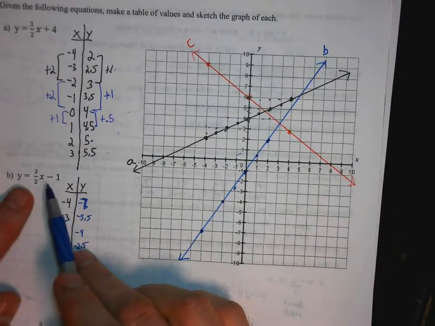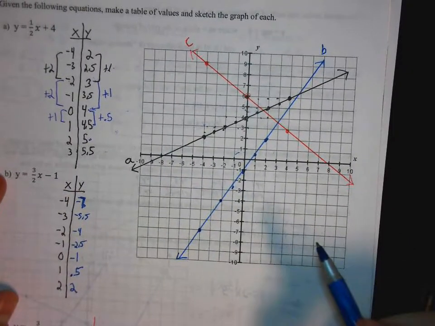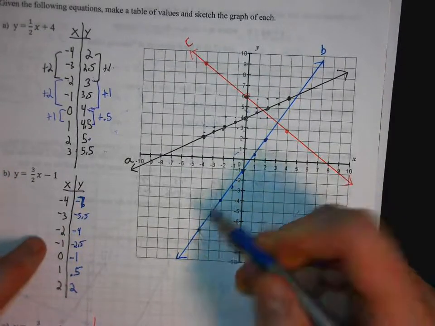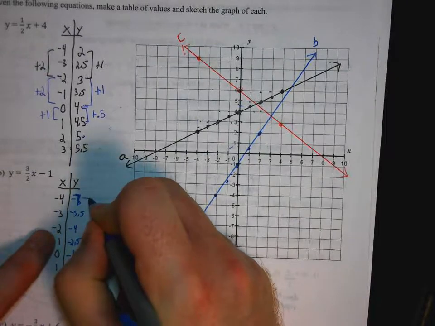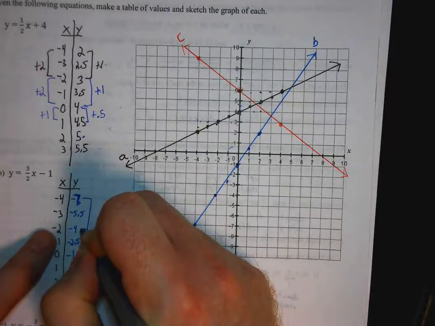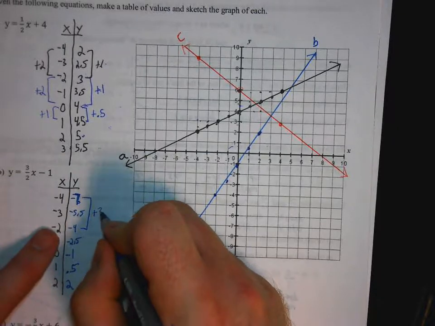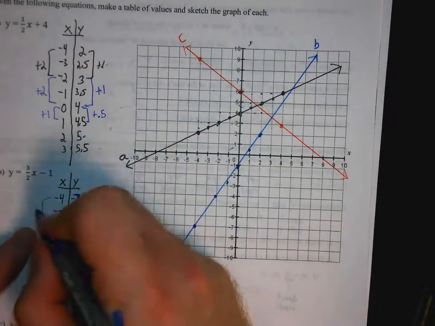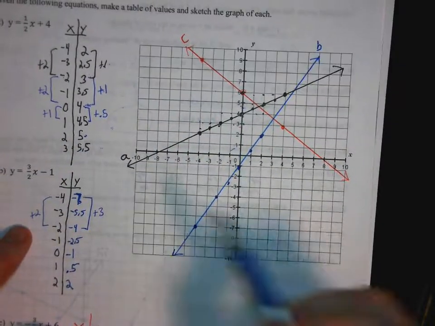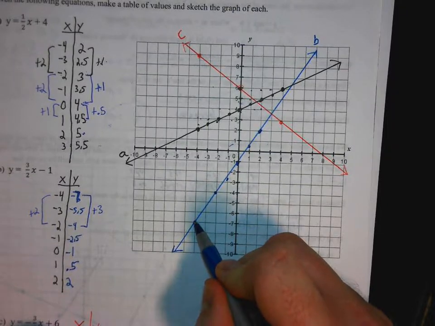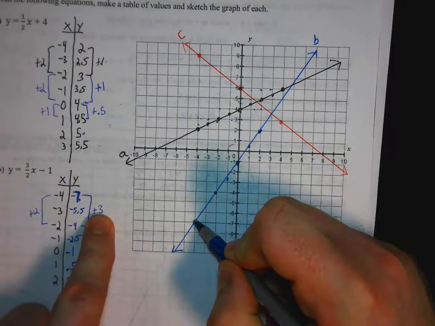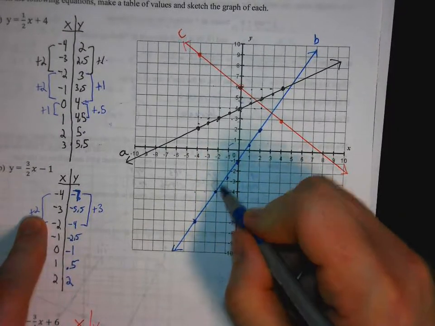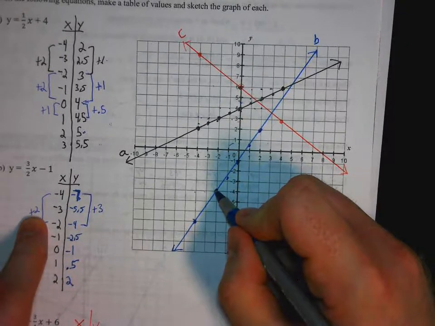For B, y equals 3/2 x minus 1. So that is this blue line right here. What you notice is, to get from -7 to -4, you have to add 3. To get from -4 to -2, you have to add 2. So that means, if you're starting at this point at -4, -7, if you add 3 to the y value, up 3, and then add 2 to the x value, to the right 2, notice that takes us to the next nice point on that grid.